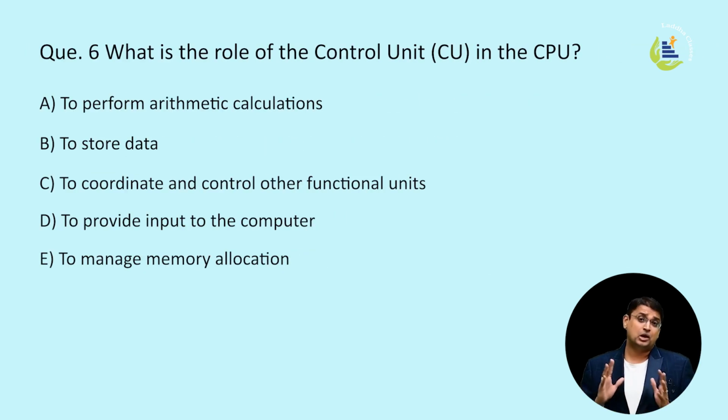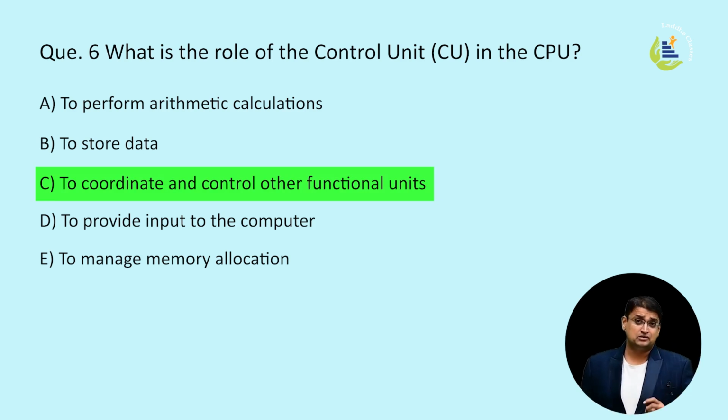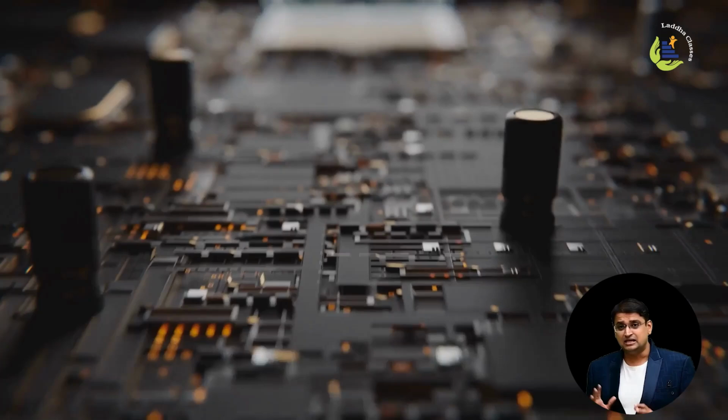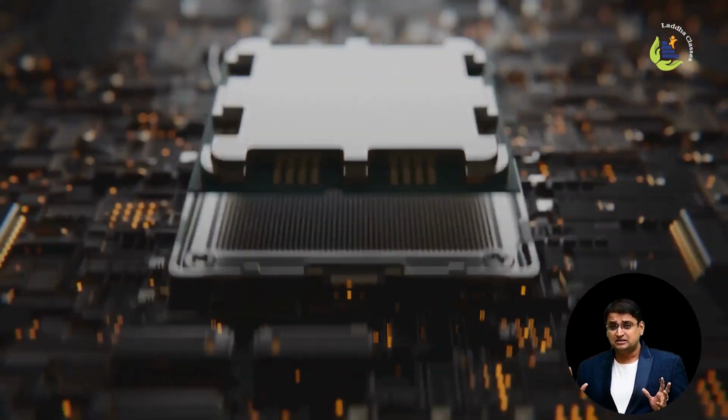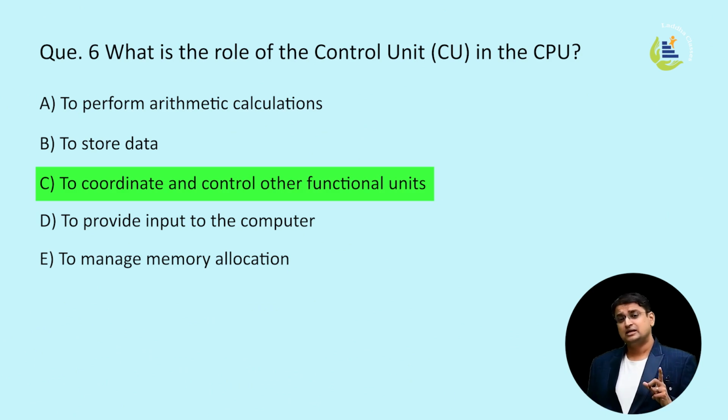Question 6. What is the role of the control unit in the CPU? Options are to perform arithmetic calculations, to store data, to coordinate and control other functional units, to provide input to the computer, to manage memory allocation. Correct answer option is C, to coordinate and control other functional units. Because the control unit manages the flow of data and coordinates the actions of the CPU's various components. Other units perform specific tasks like calculations or storing data, not coordination.